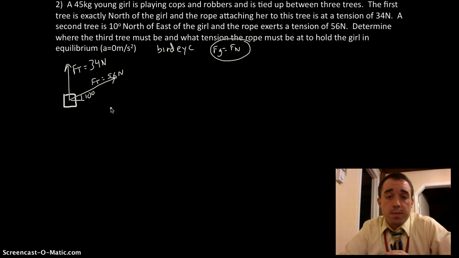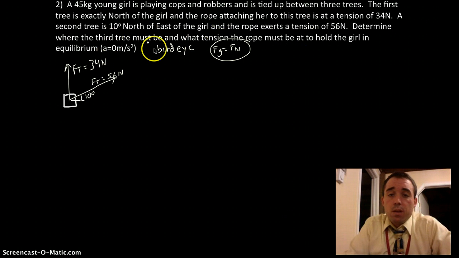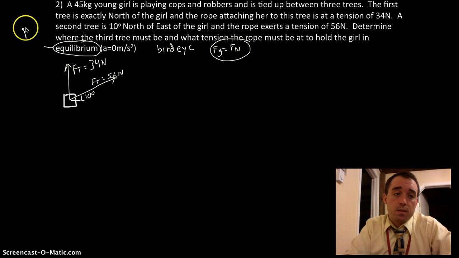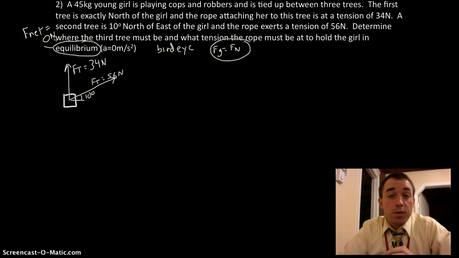So this is a little tricky. In order so that the girl is in equilibrium. That equilibrium term means that the overall net force equals 0. Vertical net force equals 0, horizontal net force equals 0. So it has to be canceled.